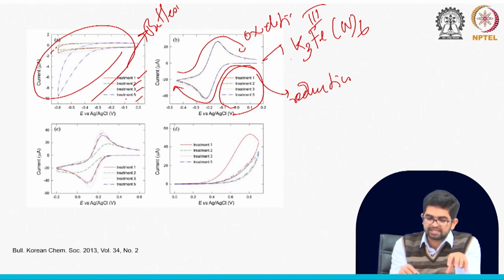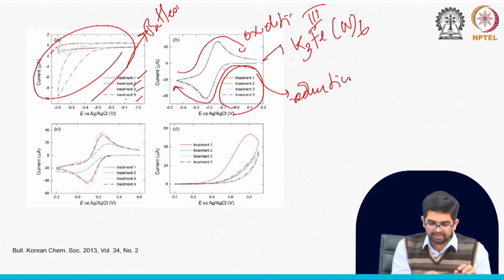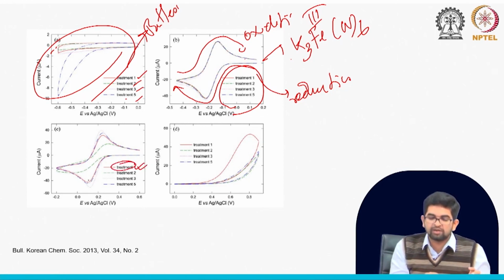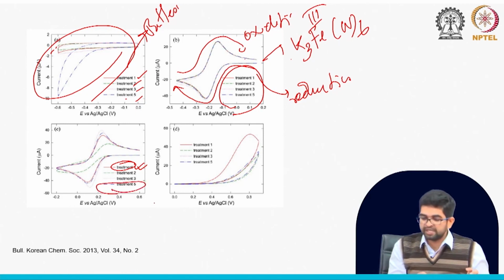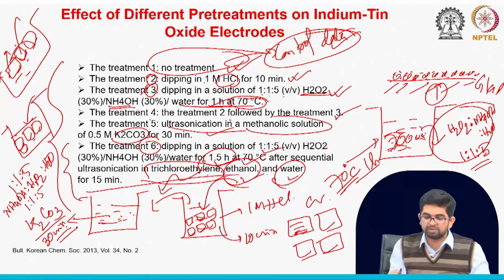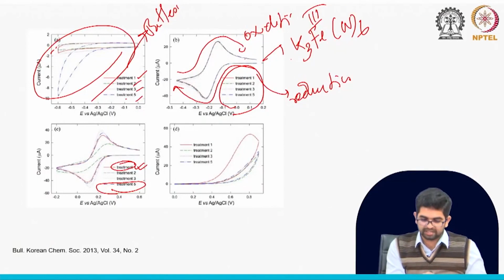Why in this case? Because all your electrodes may not be that contaminated, but in some cases, if the electrode is very contaminated, then treatment 1 may not be effective, but you can see that treatment 5 is very effective. I can say from here that treatment 5 is very effective to remove all the contaminant. You can try others, but treatment 5 is very effective here.